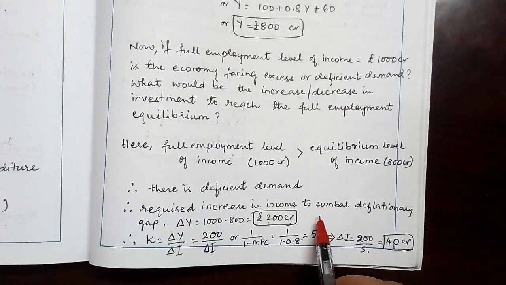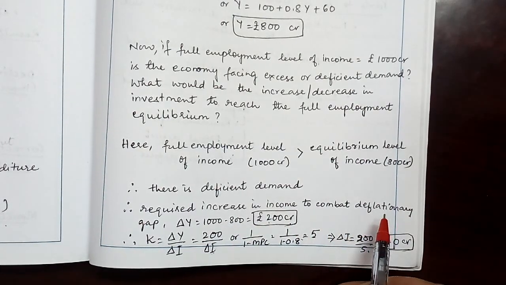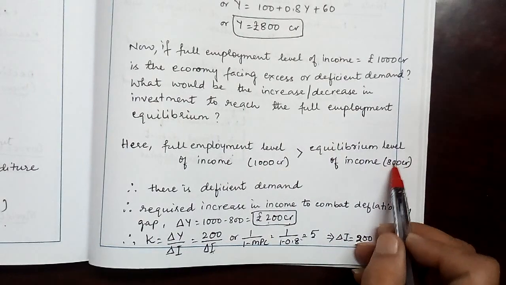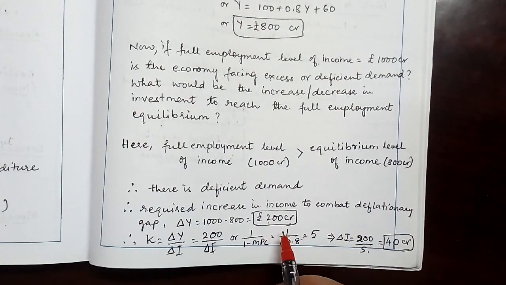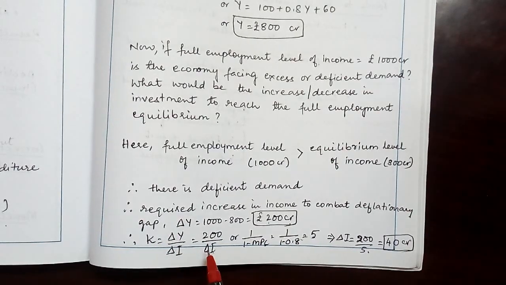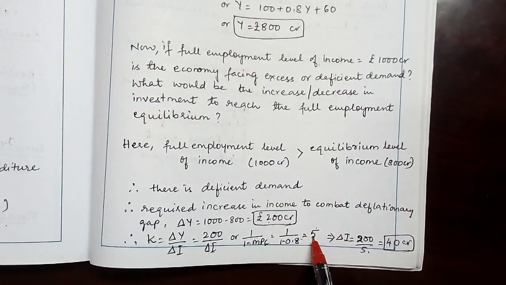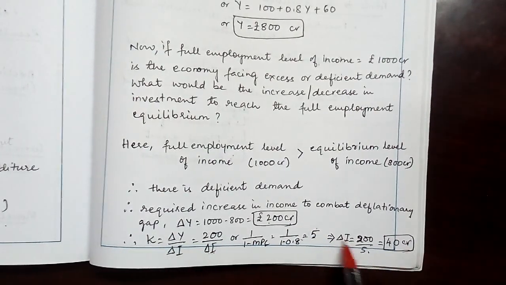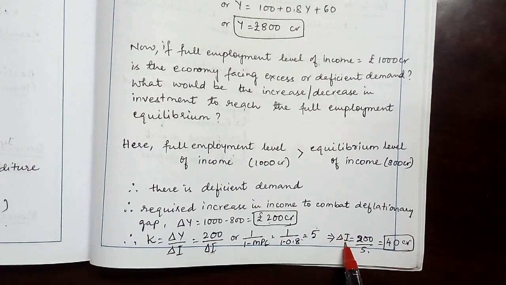So what is the required increase in the income to combat this deflationary gap? 1000 minus 800, which is equal to 200 crore. Now what is the additional investment we have to find out, isn't it? So how do we find that additional investment? K is equal to delta Y by delta I. K is also equal to 1 by 1 minus MPC. Since here we have two unknown terms, we can use this formula to find out the value of K. Put the value of K here, cross multiply to find delta I, or change in investment, which happens to be 40 crore.